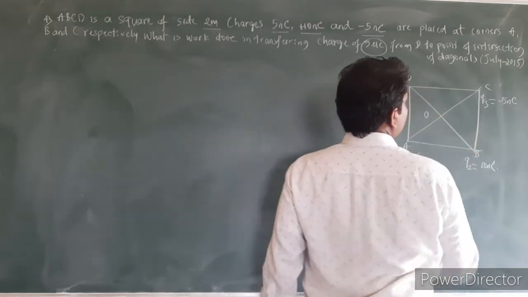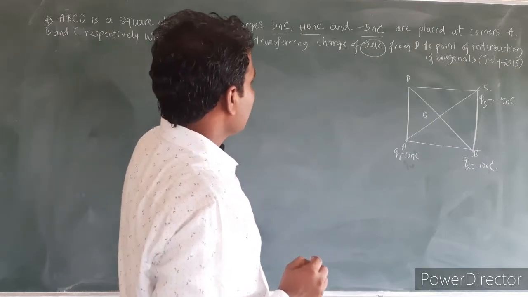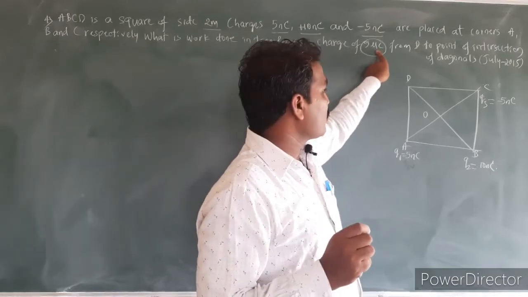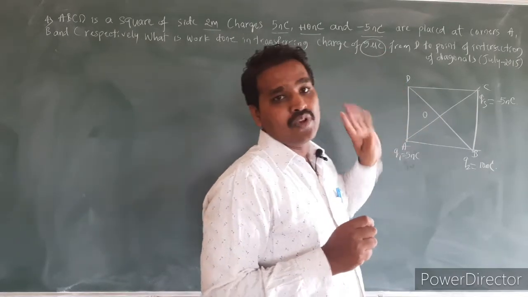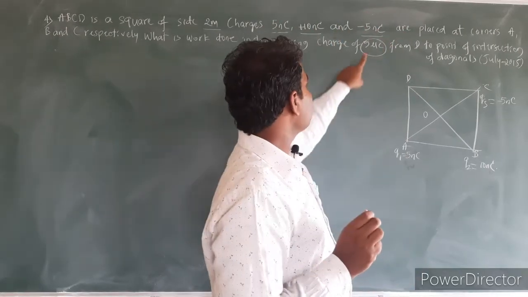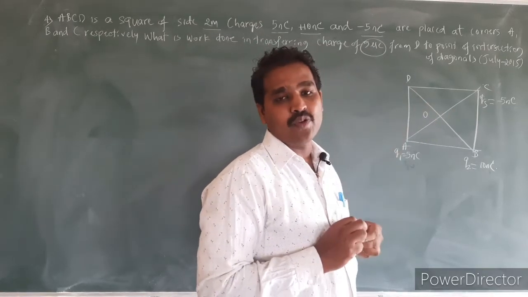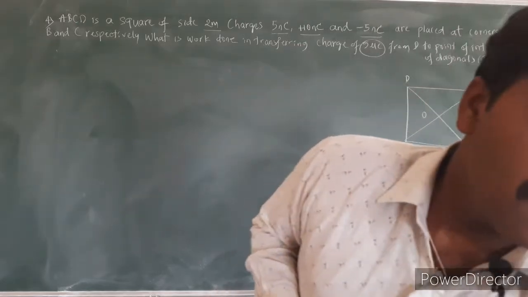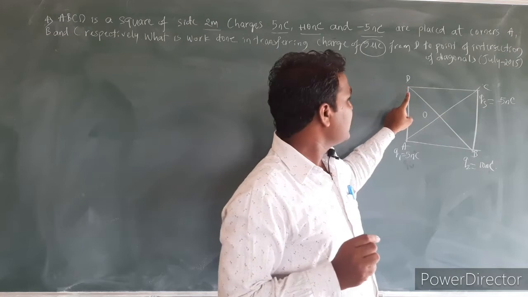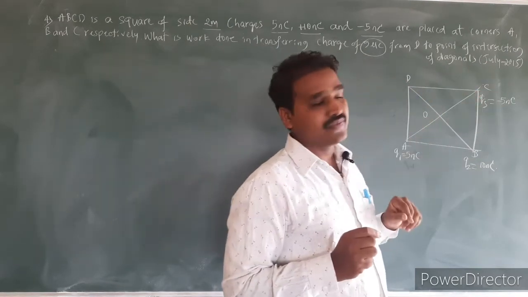and let me call the point of intersection of the diagonals as O. Then we are asked to find out the work done in transferring a charge of 5 microcoulomb from point D to O. Here only these three charges are my source charges. This is the test charge. This test charge I will move from point D to point O. So for finding that work done, first we have to find out the potential difference between point D and point O because of these source charges.